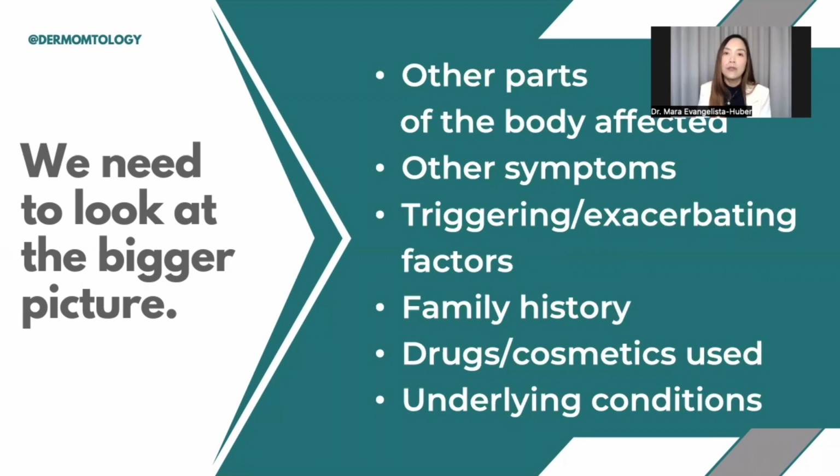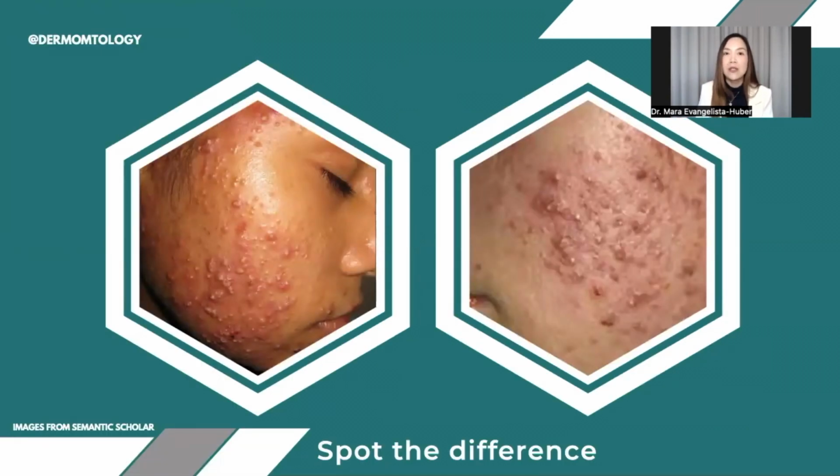You also want to know the family history of the patient. Is a family history of eczema present, acne? Has the patient taken or applied any medications or cosmetics? And you also want to take into account if the patient has existing medical conditions, for example, polycystic ovarian syndrome if your patient has acne. It's very important to get the diagnosis right because that then dictates the treatment that you are going to give the patient. So let's look at these two cases.